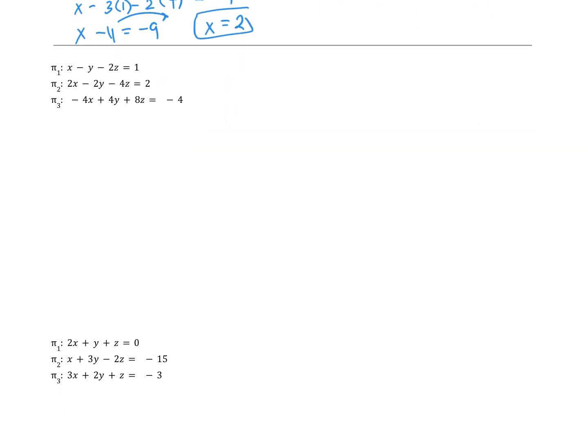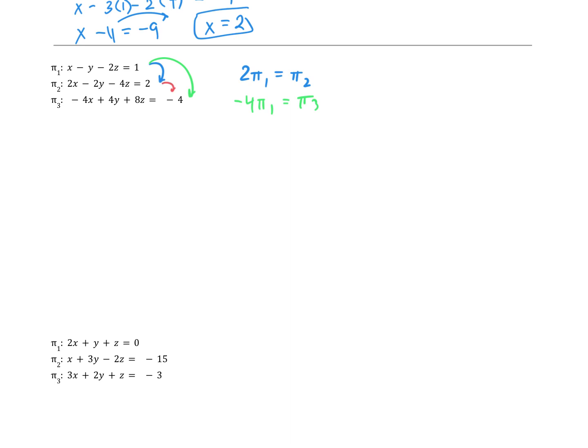All right, next example. All right, so we're going to start off by looking at the normals. And before I even write them out, I actually noticed something about the planes themselves. So it looks like I can take plane 1 fully and multiply by 2 to get plane 2. So that means plane 1 and 2 are coincident. But then also, I can take plane 1 and multiply it by negative 4 to get plane 3. Or I can even take the second plane and multiply it by negative 2 to get plane 3.